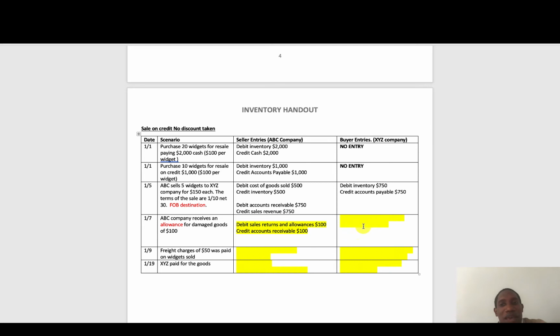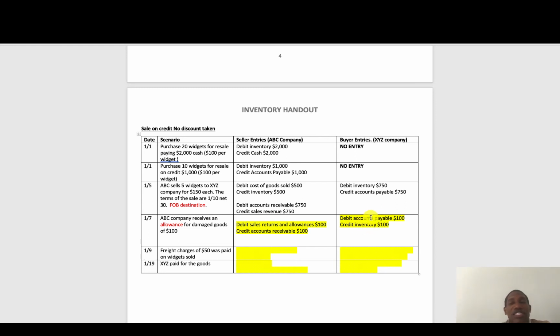But what about the impact to XYZ Company? Well, XYZ is still going to have the same exact inventory items, but the cost is going to be less. So if the cost is going to be less, what do we have to adjust for XYZ? We're going to have to adjust inventory. We bring inventory down. There is no inventory adjustment account or anything like that. And then we also adjust accounts payable, because now XYZ Company doesn't have to pay $100.